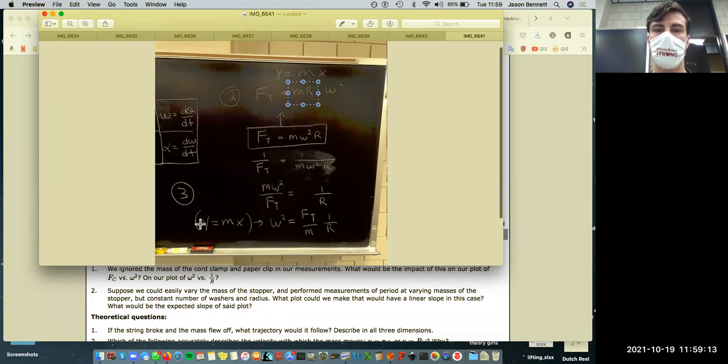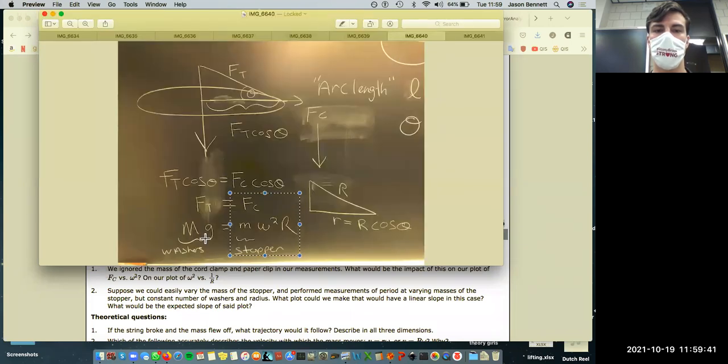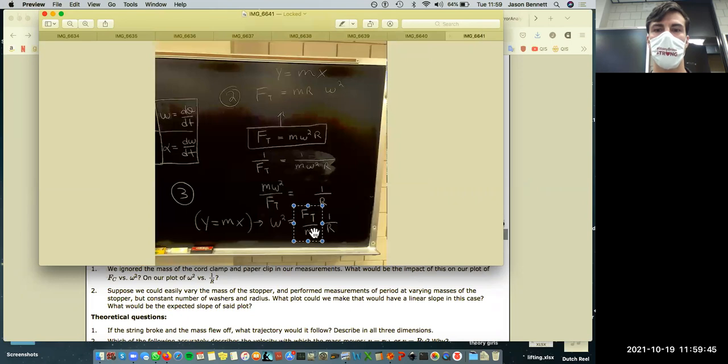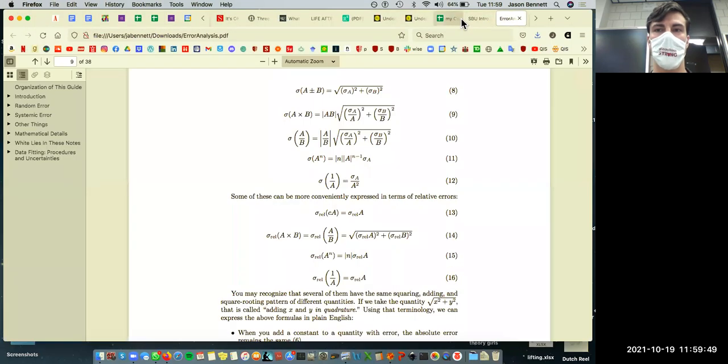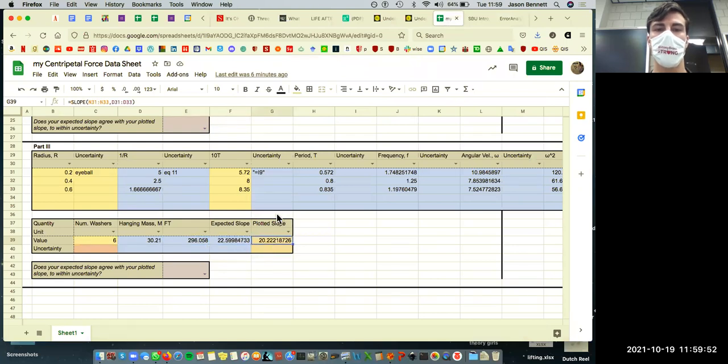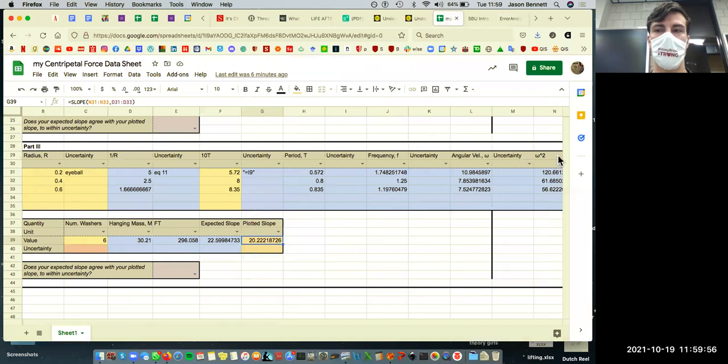Again, the whole objective here is to get it to look like y equals mx plus b. So now that I've divided this omega squared, I bring this FT over here and the m in the denominator. So now this is y equals mx, where I'm plotting omega squared on the y and 1 over r on the x. And then my slope is the tension force, which is capital M times G, divided by the mass of the stopper. So that's what they mean. A lot of people were confused by expected slope versus plotted slope. Plotted slope is you literally make a plot of omega squared and 1 over r and see what it gives you. Whereas expected slope is you plug in the actual values that you have.